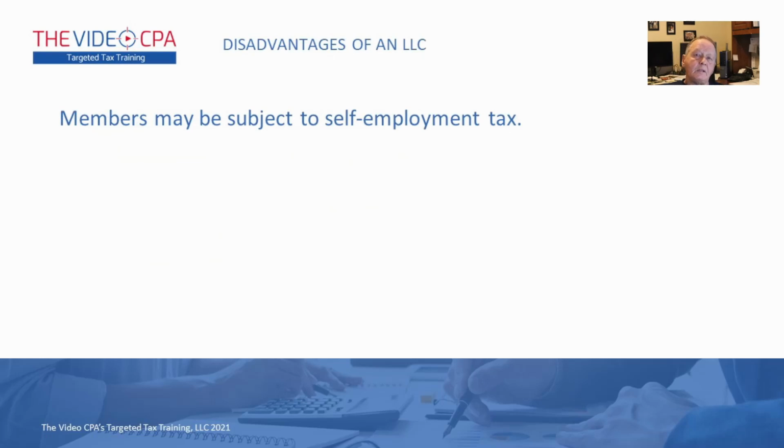Disadvantages. It depends on how you determine that you're going to be taxed. If you are a sole proprietor, for example, and you choose to be an LLC as a sole proprietor, you're still going to be subject to self-employment tax. If you are a multi-member LLC and you do not elect to be an S corporation or a C corporation, you're going to pay self-employment tax still. So it's important to realize that.